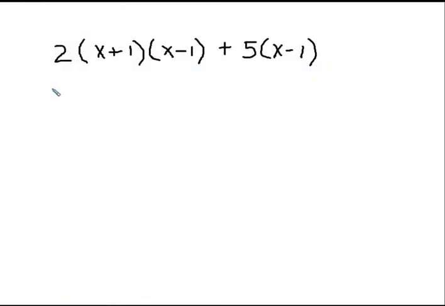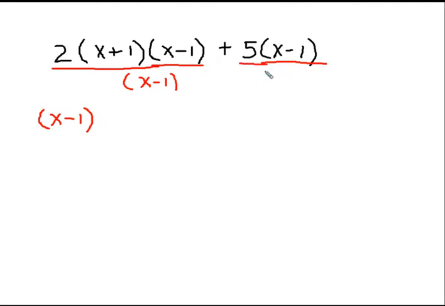Okay, so we'd like to factor this expression using the grouping method, and we do notice that each term of this expression has the factor x minus 1. So x minus 1 is the greatest common factor between these two terms. Therefore, we're going to factor out that greatest common factor. We have to make sure we place that greatest common factor in parentheses. Next, we can divide each term of this expression by the greatest common factor, x minus 1. So we're just going to divide each term by x minus 1.